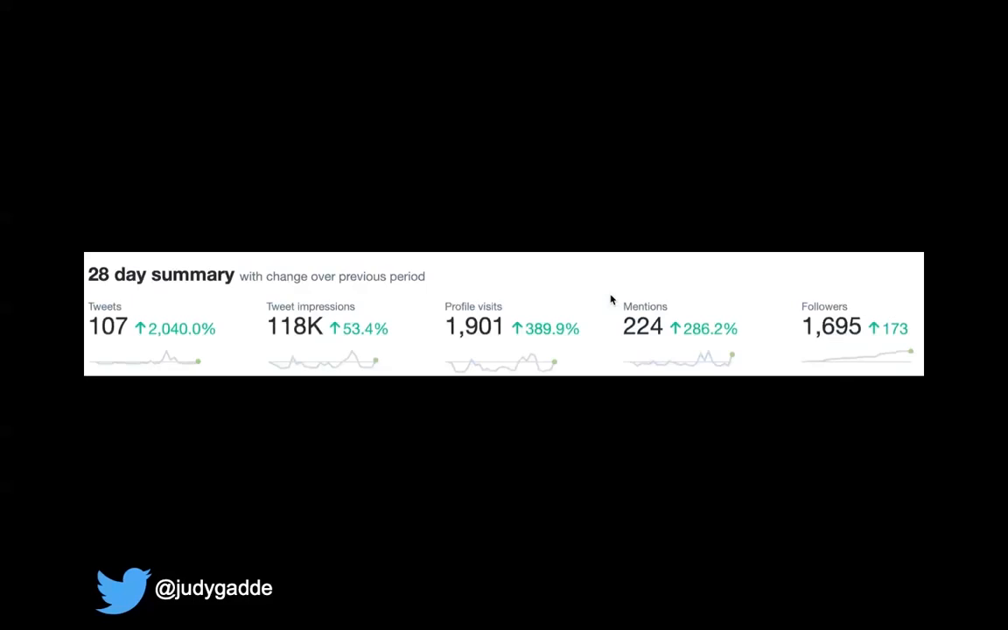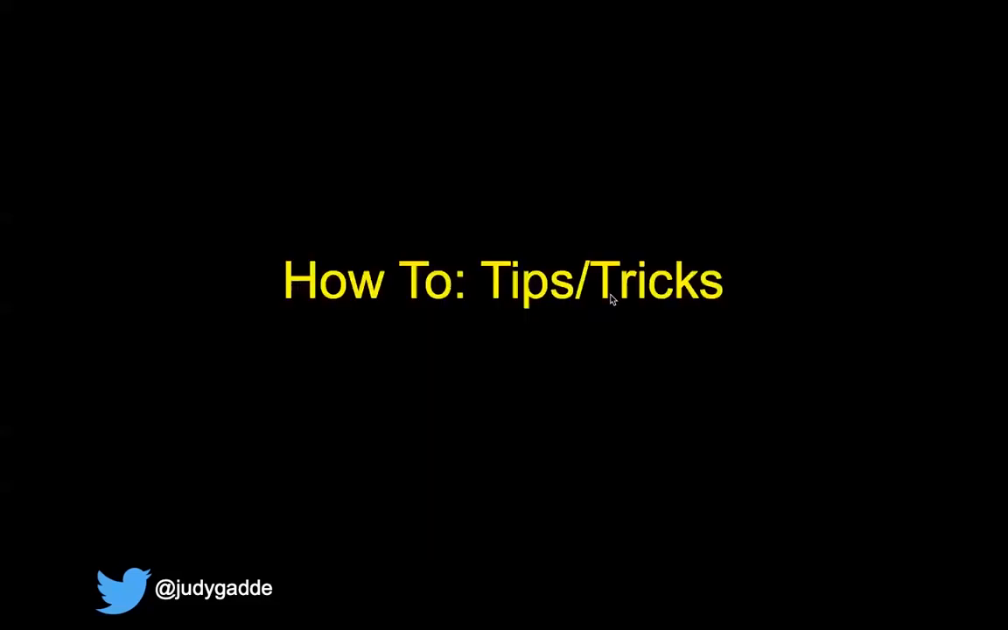And then over that 28-day summary, this is great to just follow generally what's happening with your profile. So you can see here your number of tweets for the 28 days, the impressions, your profile visits, how many mentions you've had, and also how many followers. As you can see here, thankfully, when I put this PowerPoint together, my numbers were all in the green, meaning everything was going in the right direction. So just some tips and tricks about how you can make this work for you.